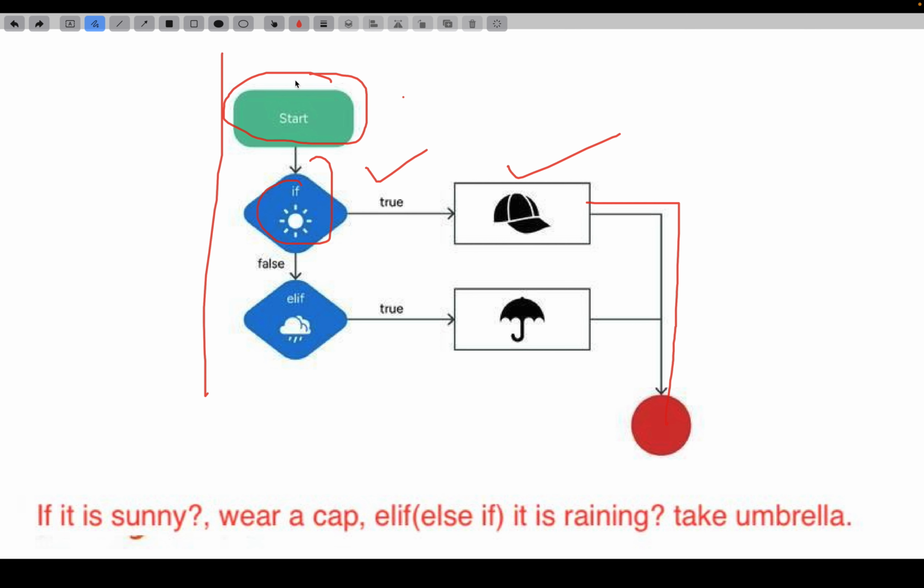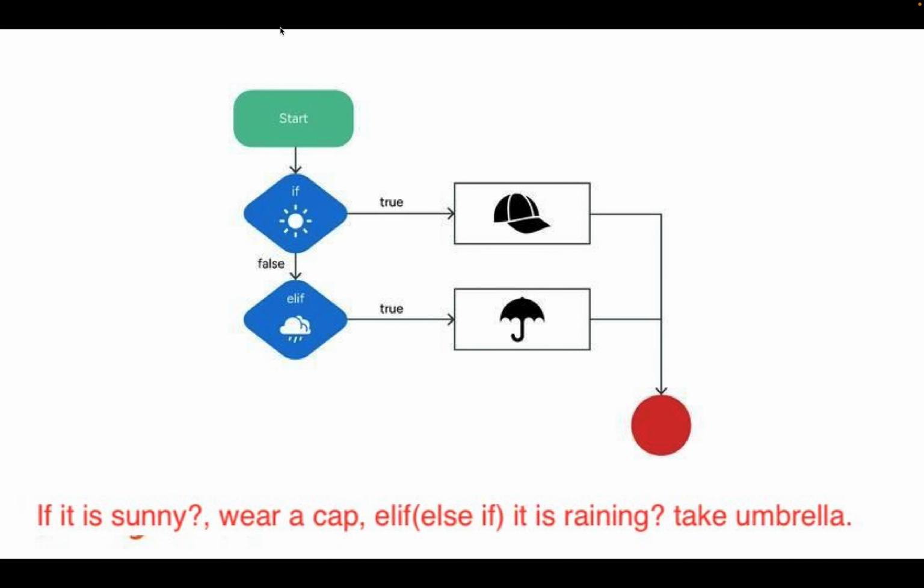So this is if, and then if false, then another condition. So basically the block is if, and then elif. So the condition is if weather is sunny, wear a cap. Elif weather is raining, take umbrella. So we are actually going to program this now.